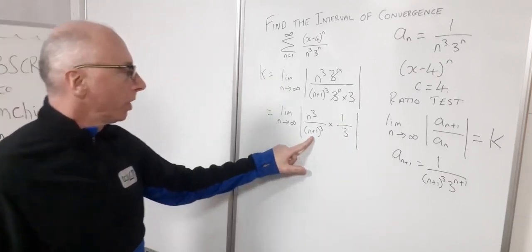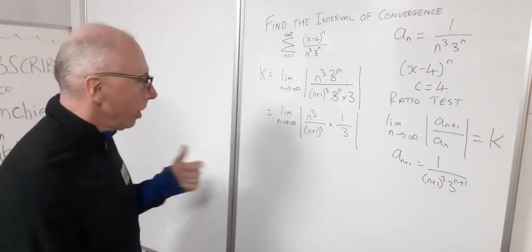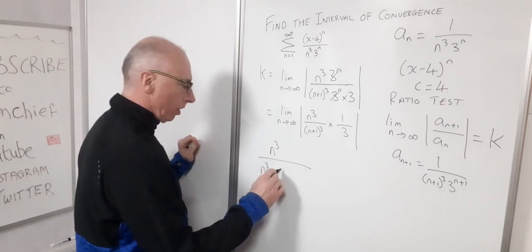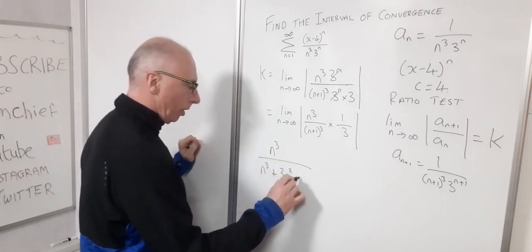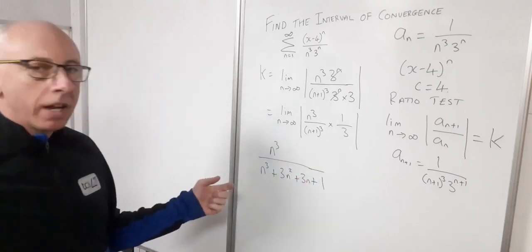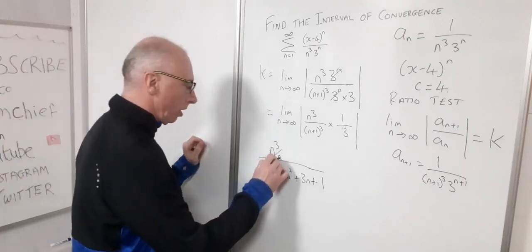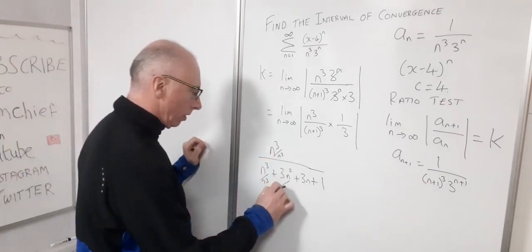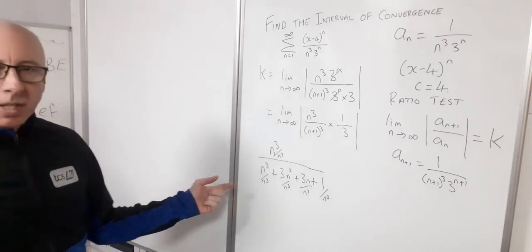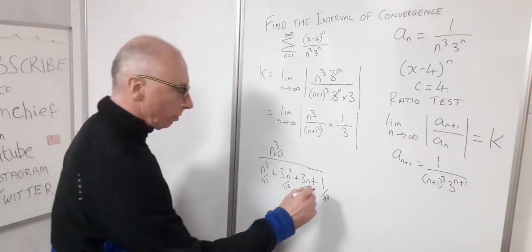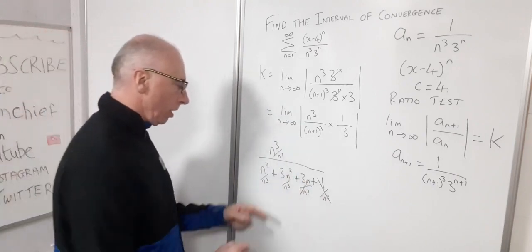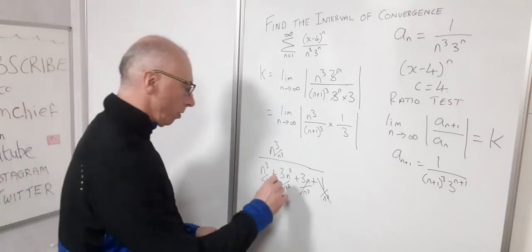So (n plus 1) cubed in my denominator, this here will approach 1. So if I just rewrite this out, n cubed divided by n cubed plus 3n squared plus 3n plus 1. So if I expanded that out, that's what I would get. Then if I divide all the terms by n cubed, as n approaches infinity, 1 over n cubed will become 0, so that will cancel. 3n over n cubed, that will also become 0. 3n squared divided by n cubed, that will also approach 0.